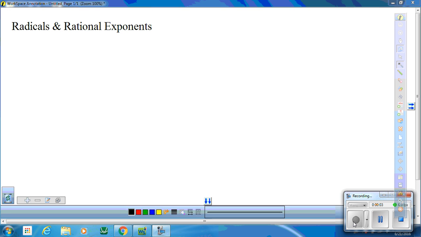Today we're going to be talking about radicals and rational exponents. So first, let's knock out some vocabulary here just so that we all know what we're talking about.